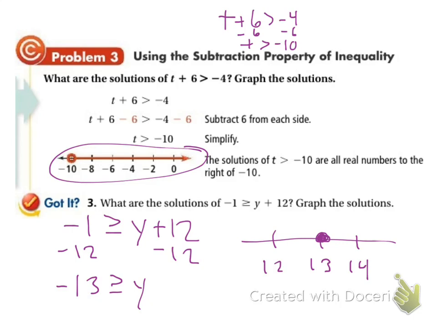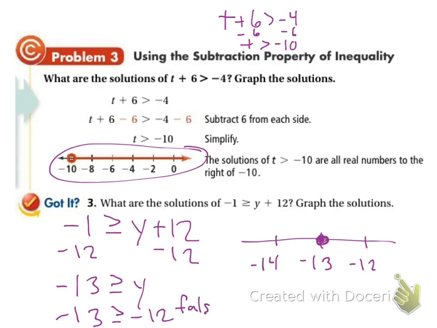I'll try plugging in, these are negative. Let's get our numbers right here then. This should be negative 13. Over here should be negative 14. Over here should be negative 12. There we go. Okay. Closed circle on negative 13. I'm going to try plugging in negative 12. Negative 13 is greater than or equal to negative 12. Would you rather owe someone $13 or owe them $12? I would rather owe them $12, so this is false. So I'm not going to go towards negative 12. I'm going to go towards negative 14. That direction.